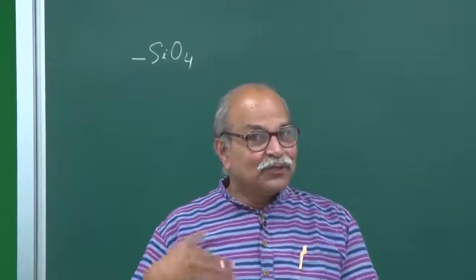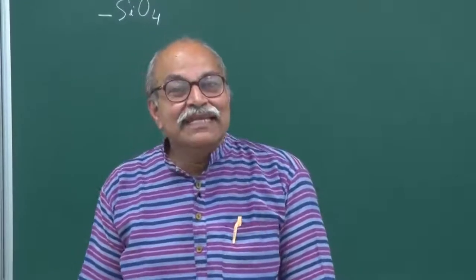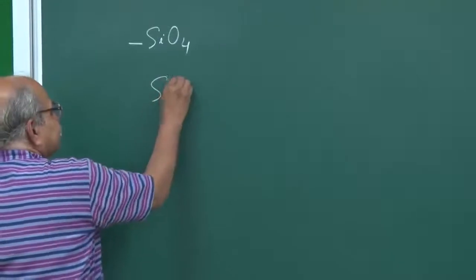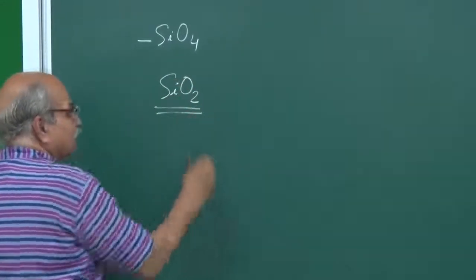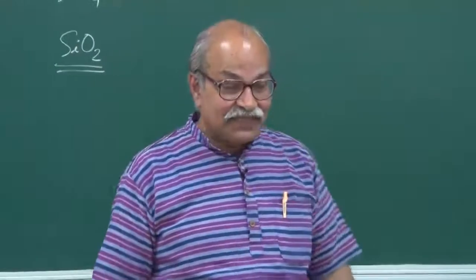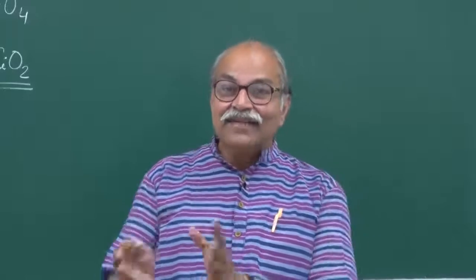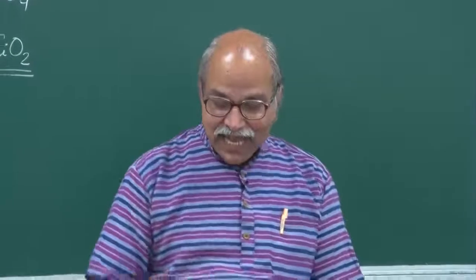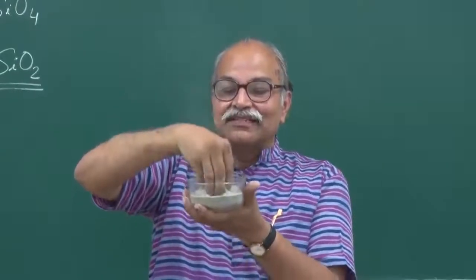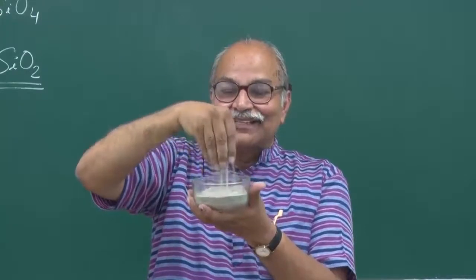Then we also have a huge amount of silica. Silica is SiO2. This is also a large amount, say 15% of our crust would be perhaps this silicon dioxide or silica. Sand, I have a sand here. This sand is mostly silicon dioxide, silica.